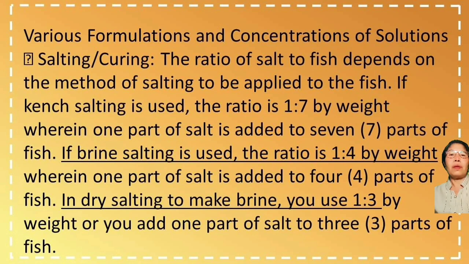In brine salting, we use the ratio 1:4 by weight, wherein 1 part of salt is added to 4 parts of fish. While in dry salting, to make brine, you use 1:3 by weight, or you add 1 part of salt to 3 parts of fish.